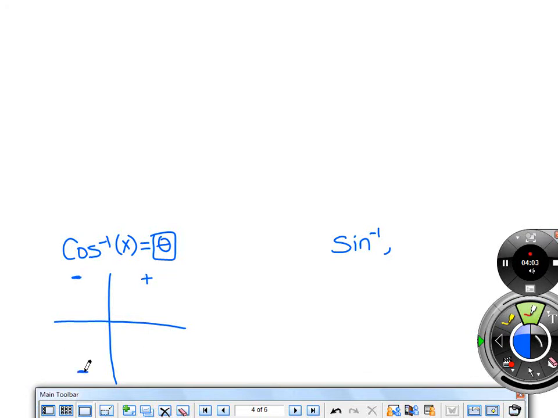In this one, it's negative. And this one, it's positive. So if I don't want any overlapping answers, I just need to pick one quadrant where it's positive and negative. So mathematicians picked this. Okay?